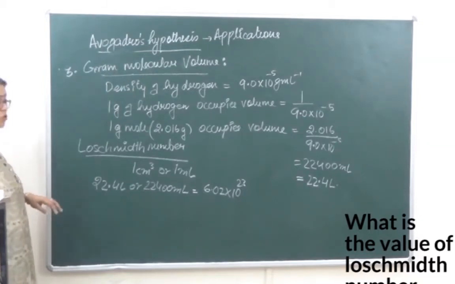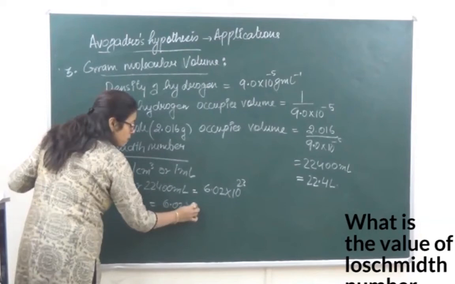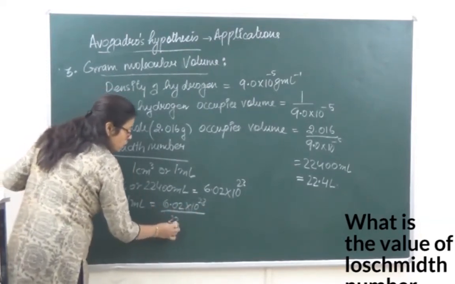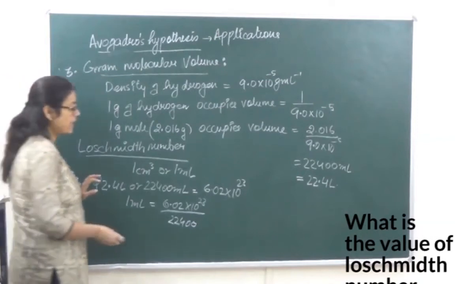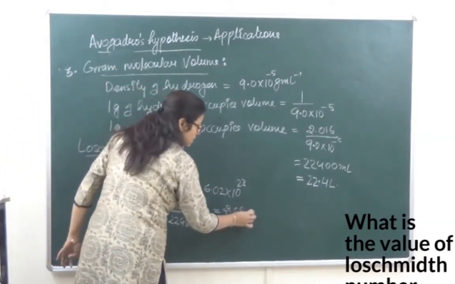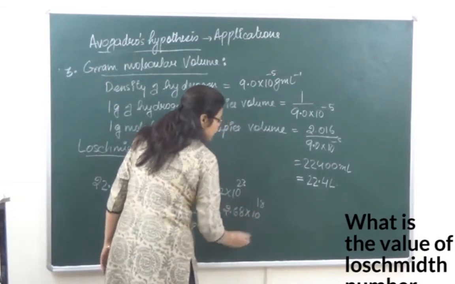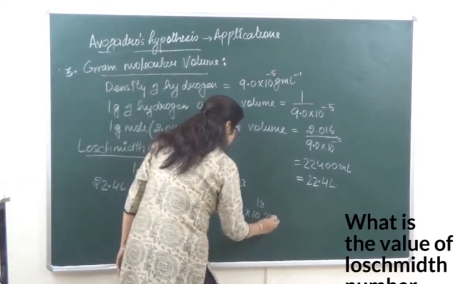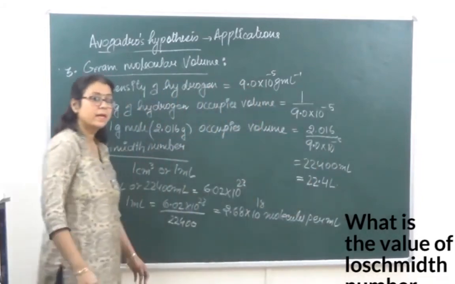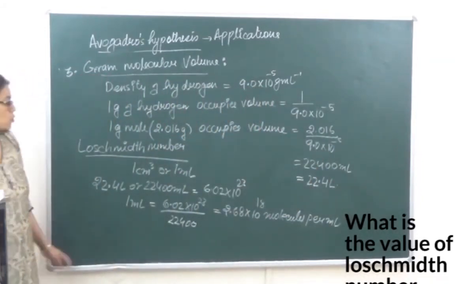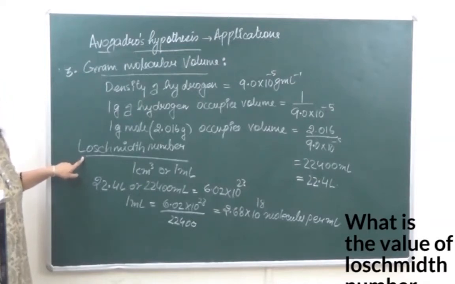So 1 ml में कितने प्रेजेंट हो जाएंगे जो कि लॉस्चमिट नंबर है? In 1 ml it will be equal to 6.02 into 10 raised to power 23 upon 22400. ठीक है, और जब आप इसको कैलकुलेट करते हो तो ये आता है 2.68 into 10 raised to power 18 molecules. ठीक है, सो 1 मिलीलीटर अगर हम लेते हैं तो उसमें 2.68 into 10 raised to power 18 molecules are present और इसको हम लोग लॉस्चमिट नंबर बुलाते हैं। क्लियर हो गया?